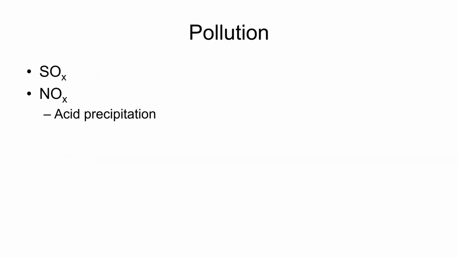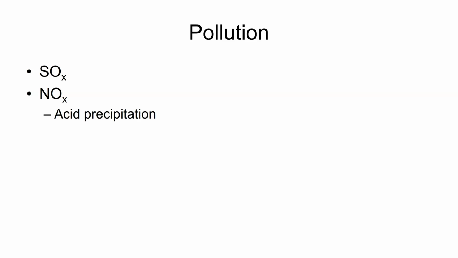When we look at pollution, we look at acid rain and acid precipitation. There are oxides of sulfur and oxides of nitrogen. The X means that we don't necessarily have the number on here. It could be SO2, it could be SO3, it could be N2O, NO, NO2. We've got a lot of different ones, so the X really means that that particular part of it is variable.